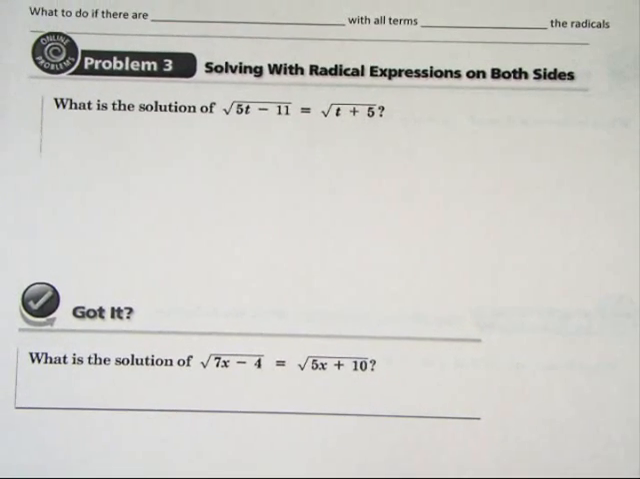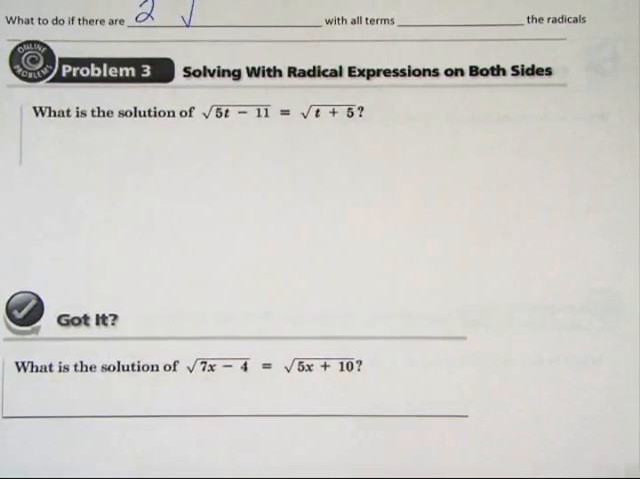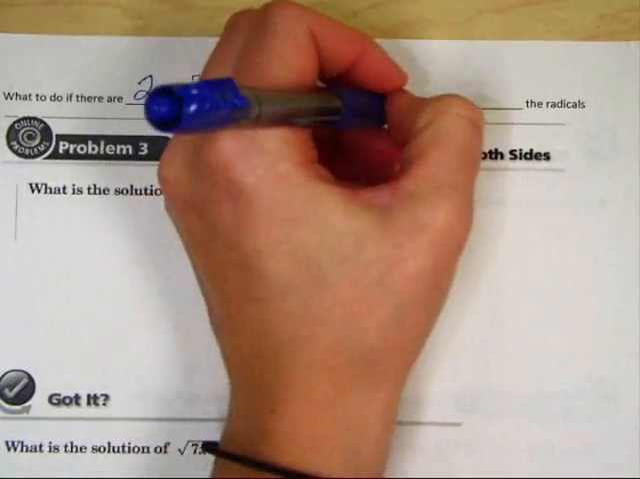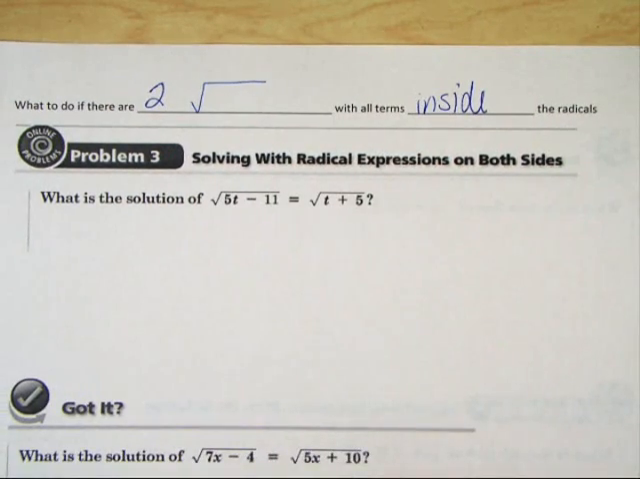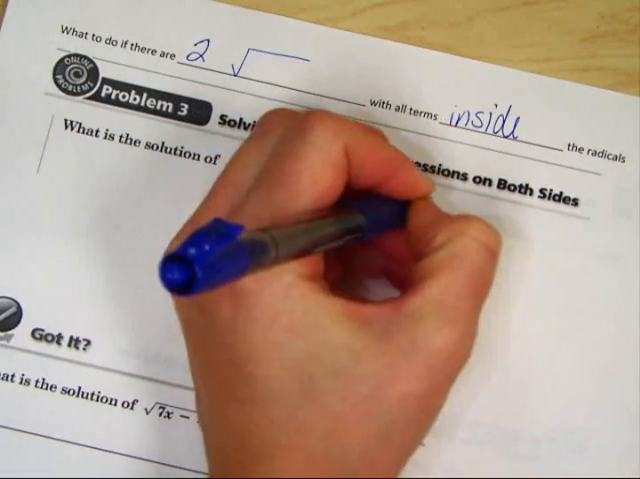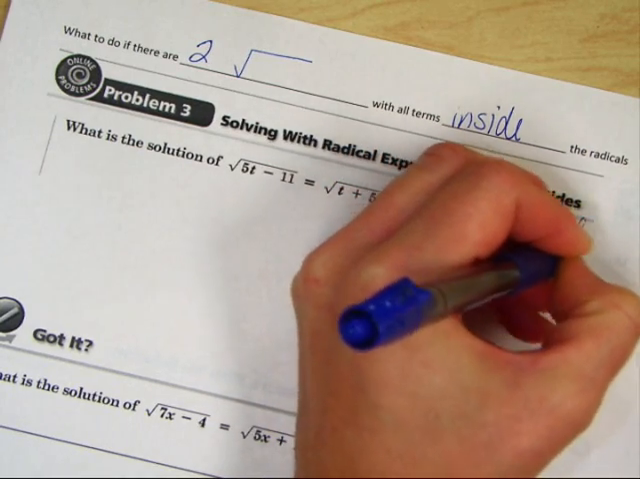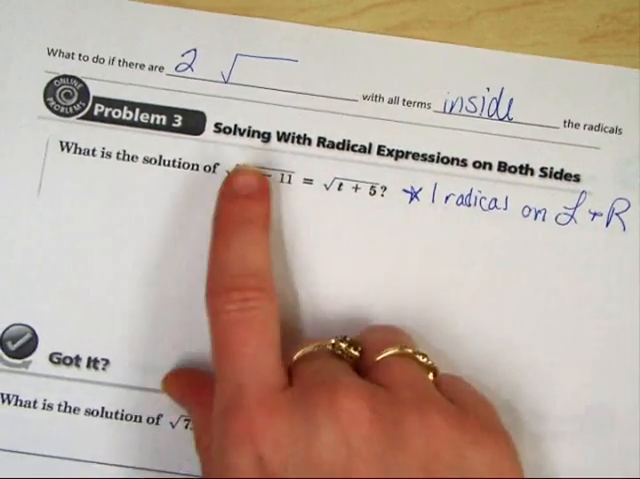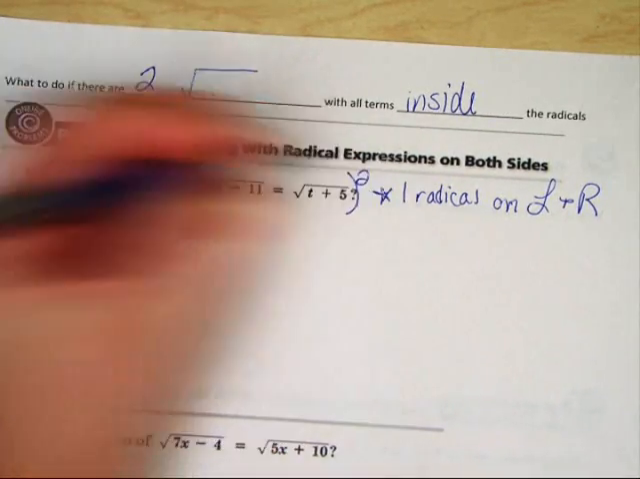Let's move on and talk about what to do if there are 2 radicals and all the terms are inside. Okay? And that's going to be problem 3 and the got it number 3. Now, what you need to make sure is put a little note here: 1 radical on left and on right. You want to make sure you have 1 radical on the left and 1 radical on the right, and then all you have to do is square it.